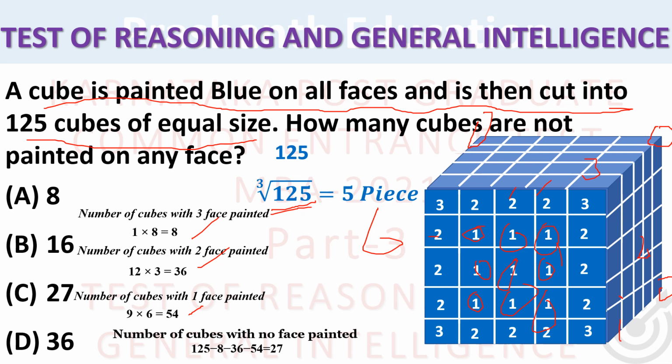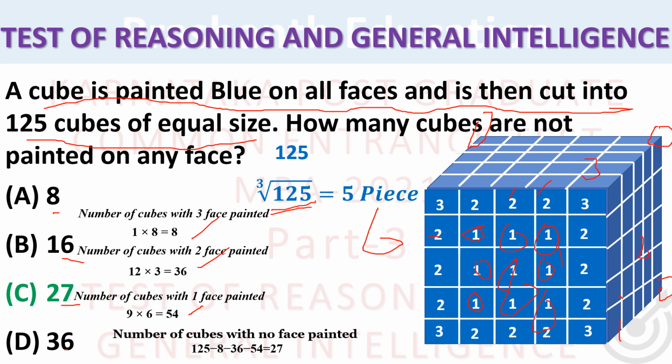So 125 minus 8 minus 36 minus 54. Since all these are different numbers, you take one number and minus it, and you will get the correct answer, 27. Okay, so I think you have understood.